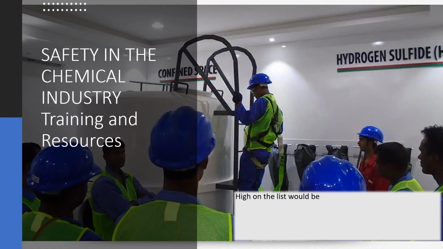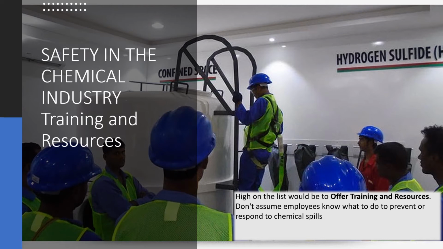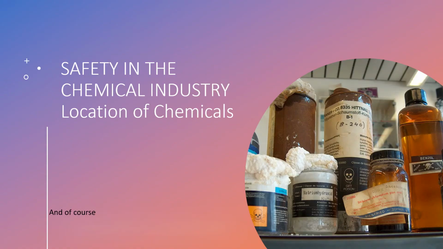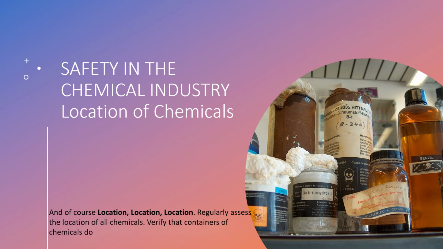High on the list would be to offer training and resources. Don't assume employees know what to do to prevent or respond to chemical spills. Train all incoming employees thoroughly on standard operating procedures, covering a variety of chemicals. And of course location. Regularly assess the location of all chemicals. Verify that containers of chemicals do not sit near other chemicals they could adversely react with.